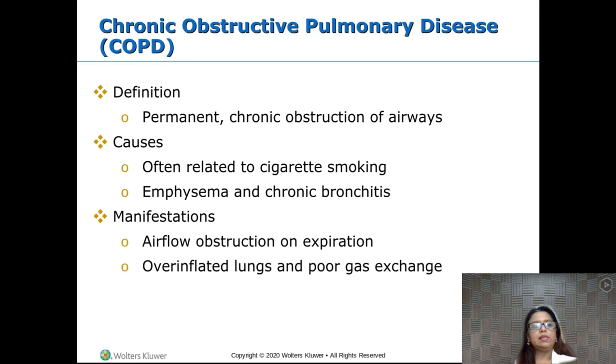Chronic obstructive pulmonary disease, what is that? Permanent and chronic obstruction of the airway. The causes are often related to cigarette smoking, emphysema, and chronic bronchitis. Manifestations include airflow obstruction on expiration, overinflated lungs, and poor gas exchange.